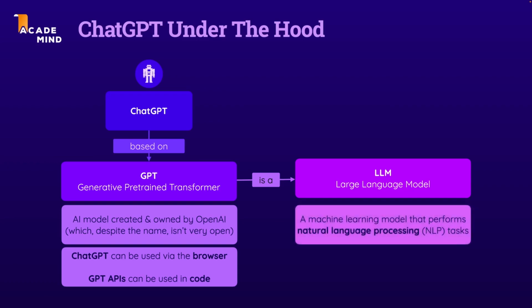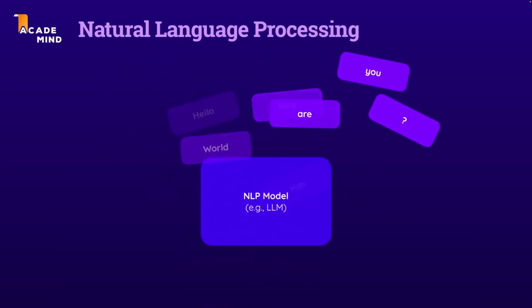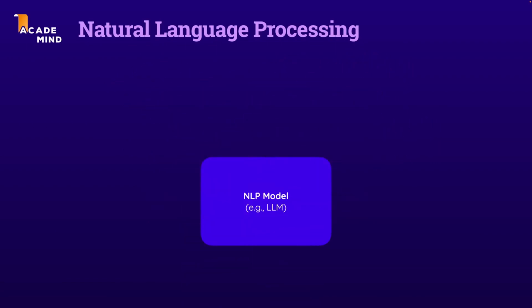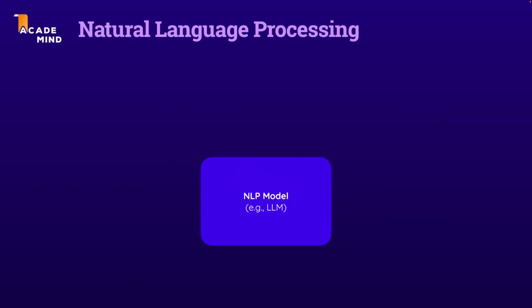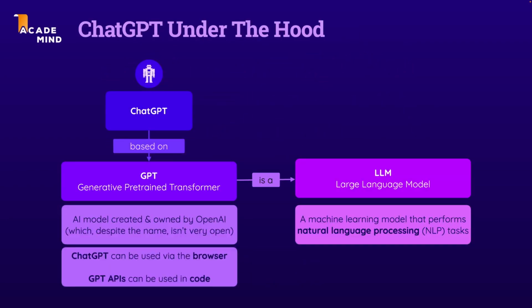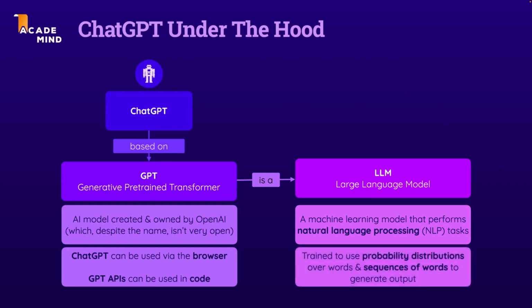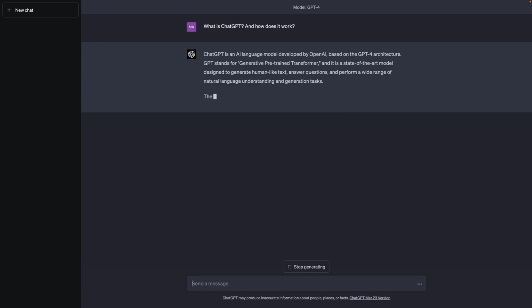Now, large language models are in the end machine learning models that perform natural language processing tasks. So in the end, machine learning models that are built and optimized to understand and process text that's understood by humans, that's readable by humans, and models that can then do things with that text. Large language models are in the end trained to calculate probabilities to suggest words based on prior words, so to complete sequences of words, you could say.